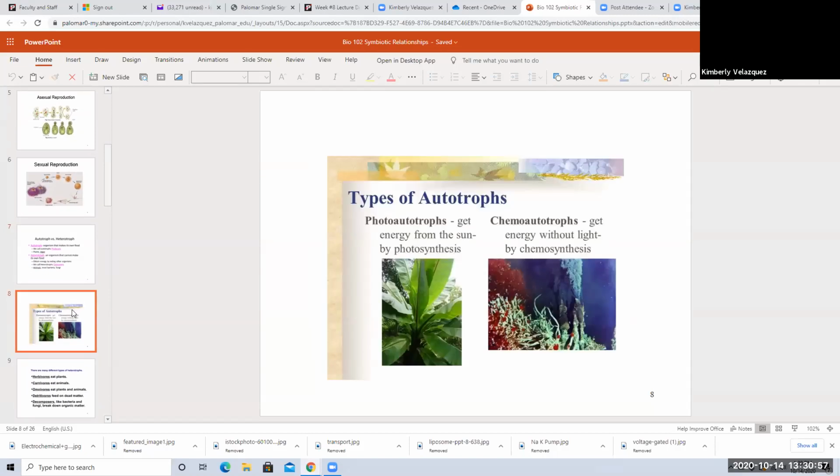So two different kinds of autotrophs. Photoautotrophs are what we're mostly familiar with. They get their energy from the sun and they carry out photosynthesis to make chemical energy in their cells.